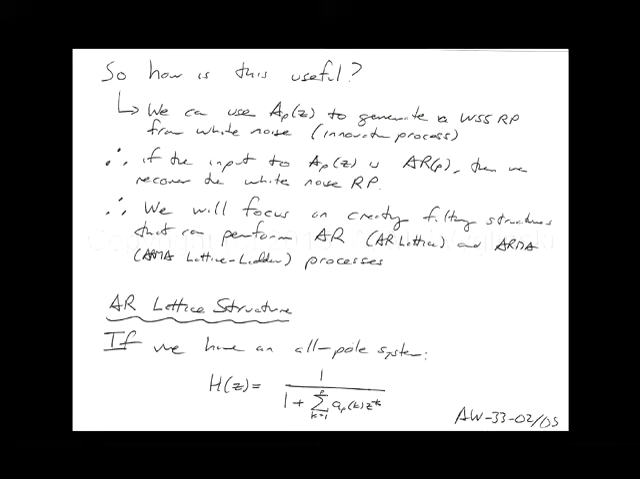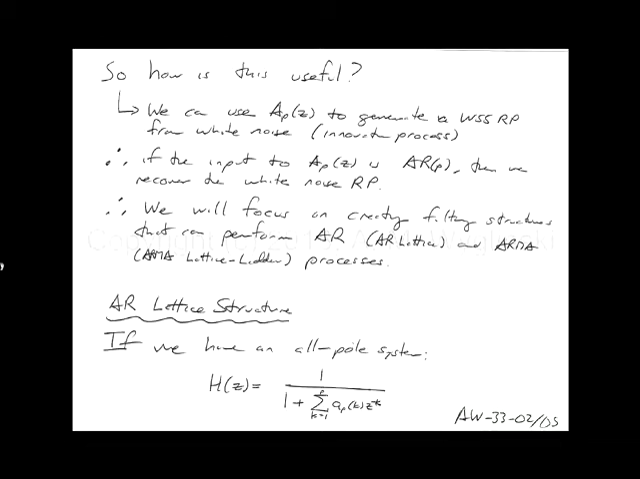It's really cool, right? If the input to this filter is an AR(P), autoregressive order P, process, then we can recover the white noise random process from it. So we're going to look at filter structures, lattice and lattice-ladder structures, in order to recover that signal. Instead of having a polynomial in the numerator and a polynomial in the denominator to represent that filter, we're going to use lattice and lattice-ladders instead.